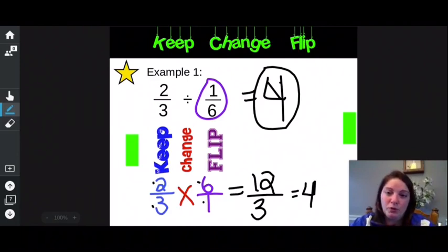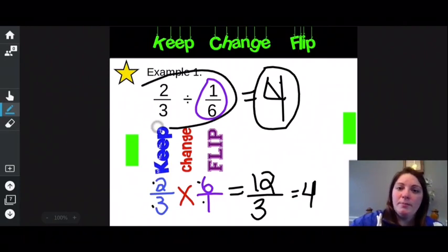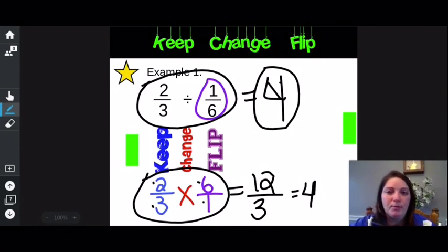Now, you probably are like, well, wait a minute. I thought 2/3 times 6/1 equaled 4. Yeah, they both equal 4. Okay? This problem is equivalent to this problem. Even though it's a different operation and the second fraction looks different, they're actually the same thing, and they give you the same quotient, the same answer.